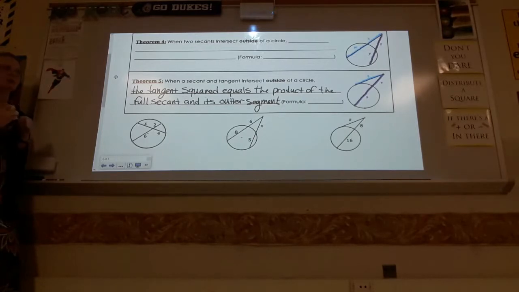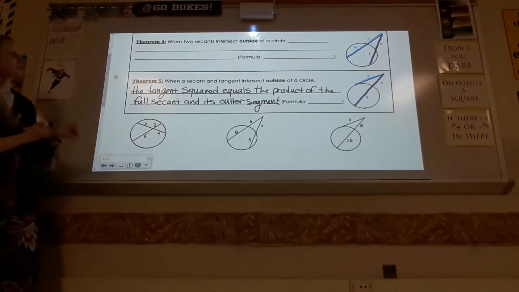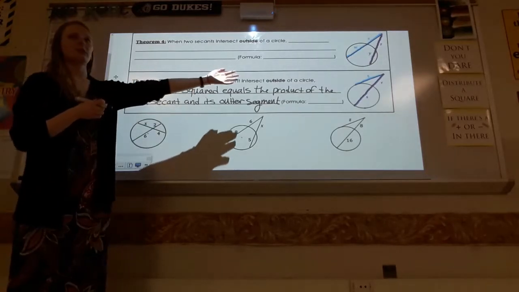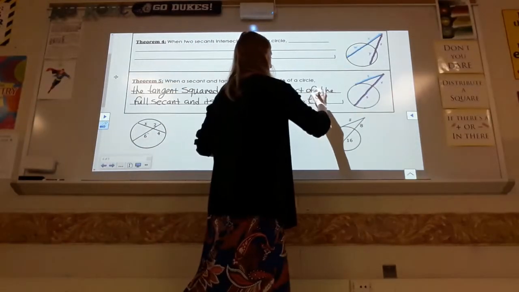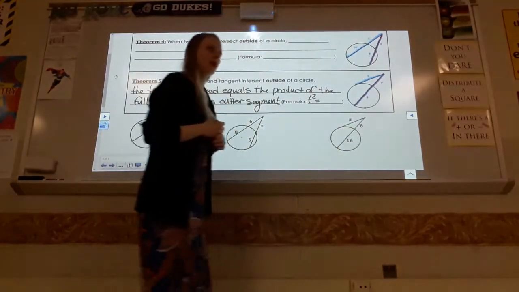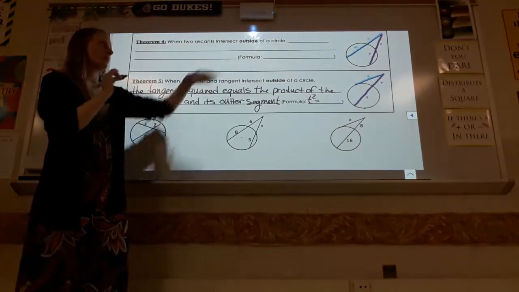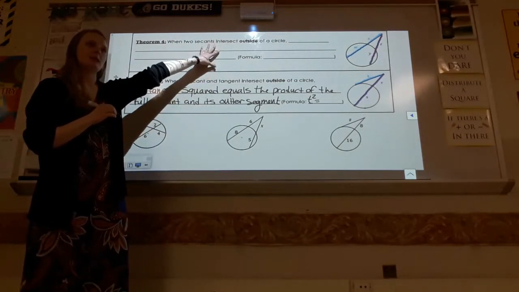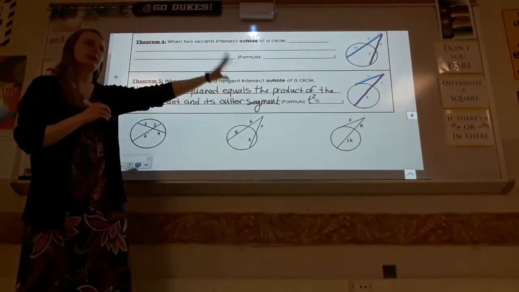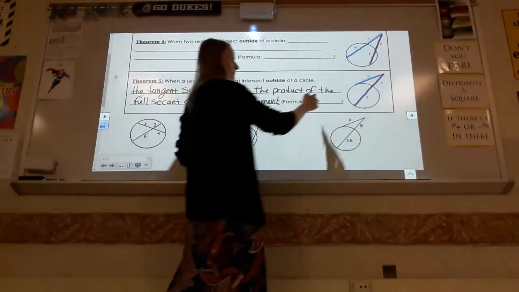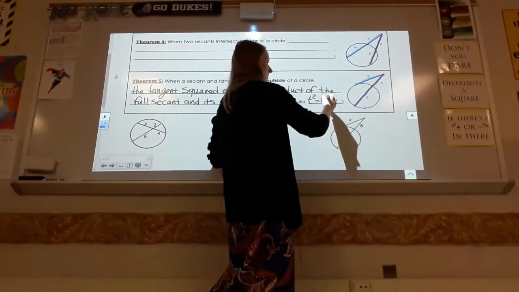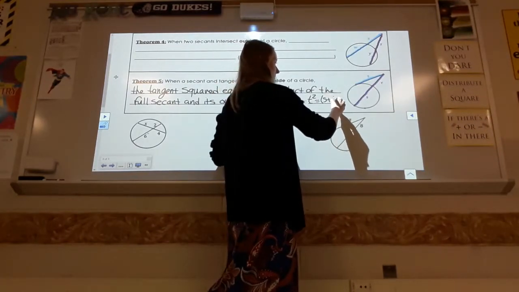This carries through some information from the previous theorem. So for the tangent, can you identify which one is the tangent in that diagram? T. So you're going to square that. If you see a tangent, you would square that. Okay? And then whenever you see a secant, whether it's this formula where it's only secants in the diagram, or it's a tangent and a secant, anytime you see a secant, you do the same thing, full times outside. So how would I represent the full length of the secant? And what's the outer segment?